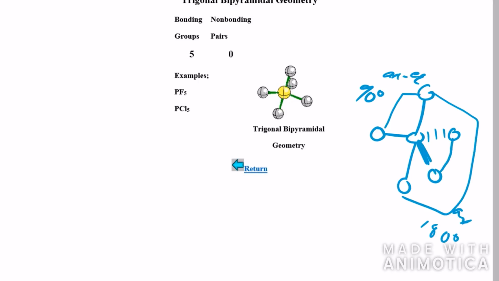And then between equatorial, what do you think my bond angle is? What does it look like in the middle here? A circle. Yeah, so circle divided by 3? So 360 divided by 3. Yep. 120. Yep, same thing as trigonal planar. So it's kind of like we have a trigonal planar mixed with a linear compound together, okay?